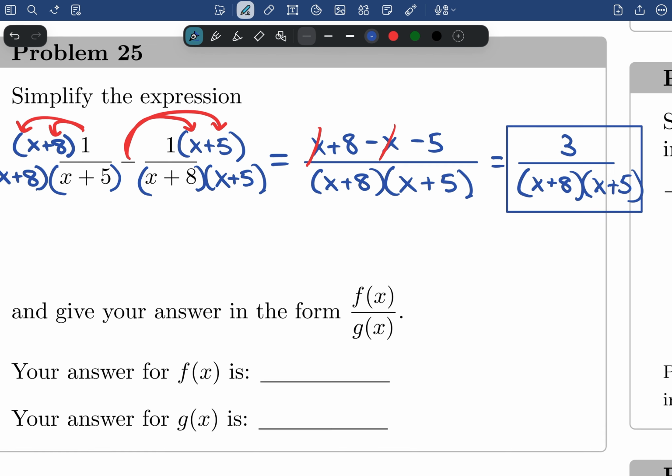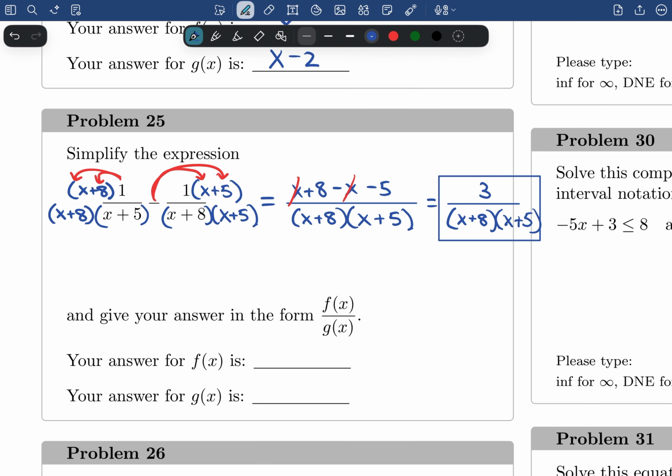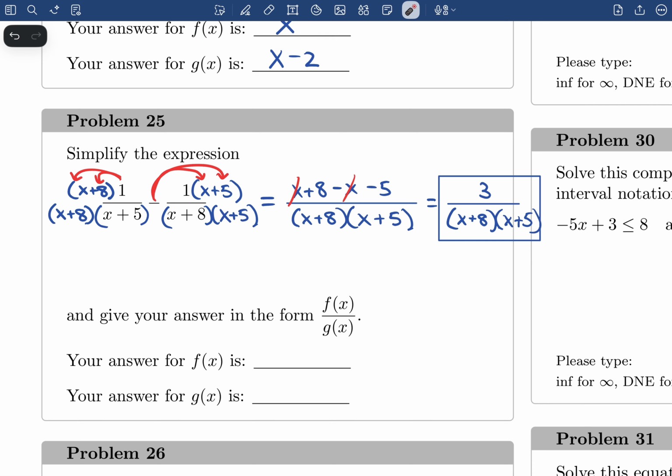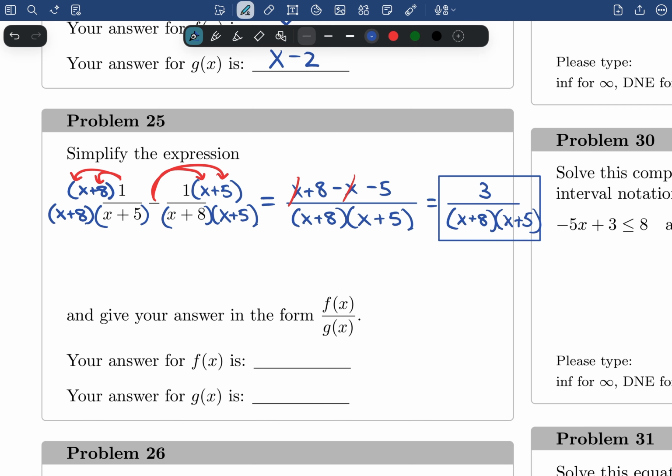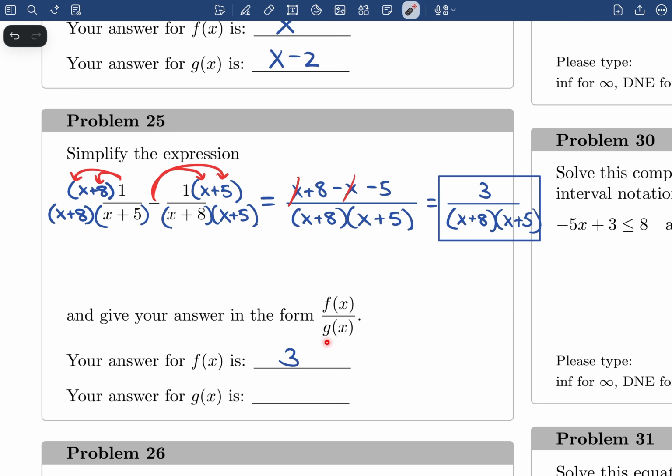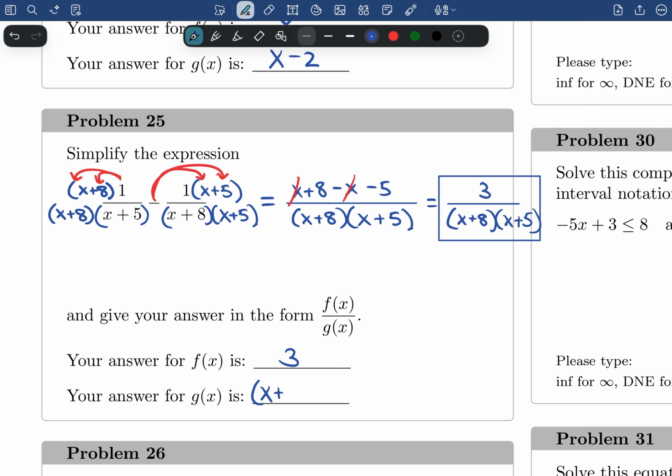Okay? So it says give your answer in the form of f of x over g of x, where f of x is just the top of that fraction answer. So I'm going to report 3. And what is the denominator, right? G of x. What's that denominator? Well, it's x plus 8 times x plus 5.